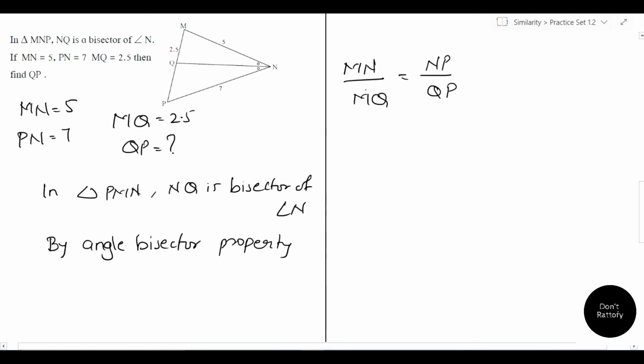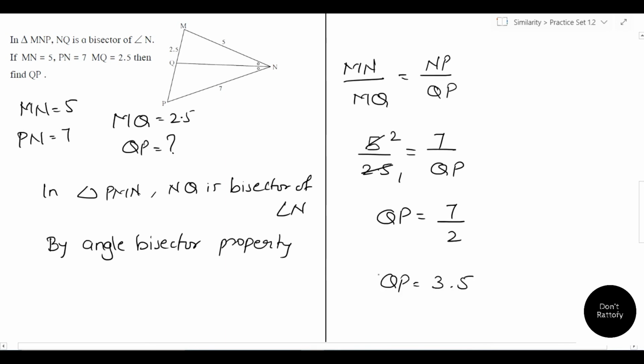See, remember this, I have rearranged it a bit so that it is easier that way. MN is 5 and MQ is 2.5, is equal to NP, 7, upon QP, which I don't know, so I'll write QP here. 2.5 ones are 2.5 and 2.5 twos are 5. Rearranging, I get QP is equal to 7 upon 2, which is 3.5. The half of 7 is 3.5.